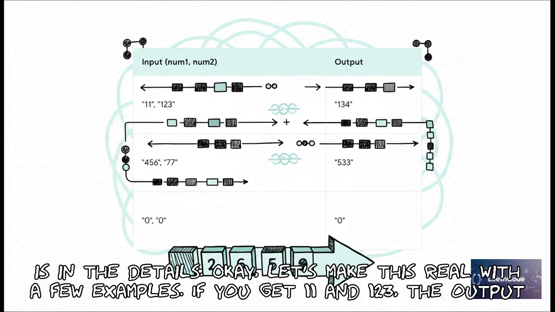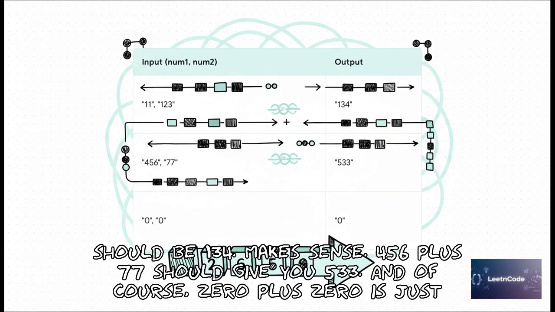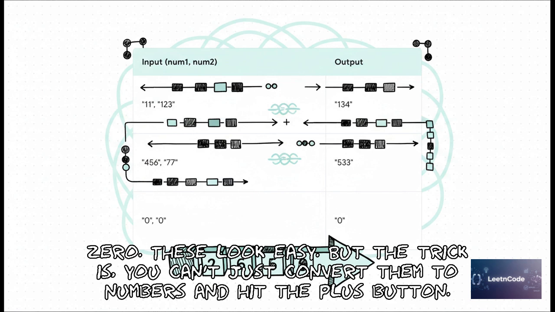Okay, let's make this real with a few examples. If you get 11 and 123, the output should be 134. Makes sense. 456 plus 77 should give you 533. And of course, 0 plus 0 is just 0. These look easy, but the trick is you can't just convert them to numbers and hit the plus button.